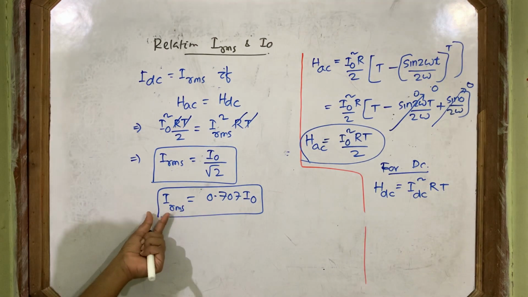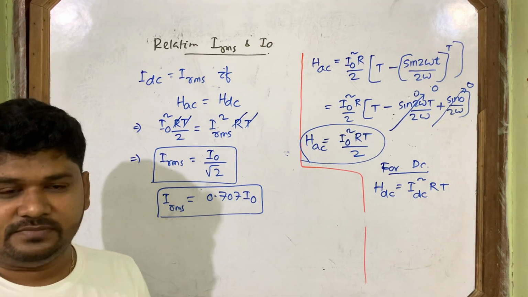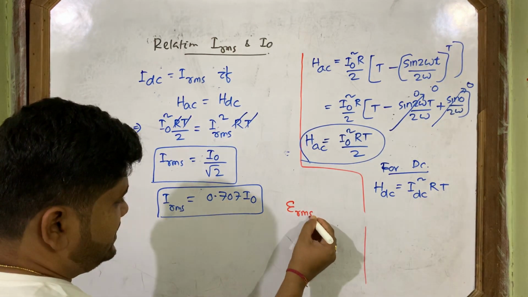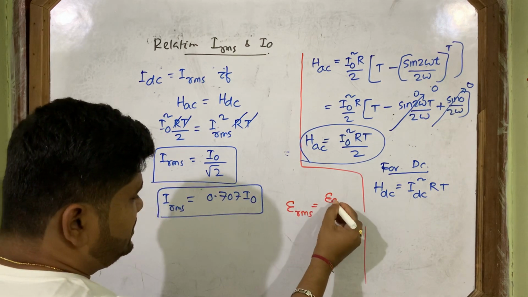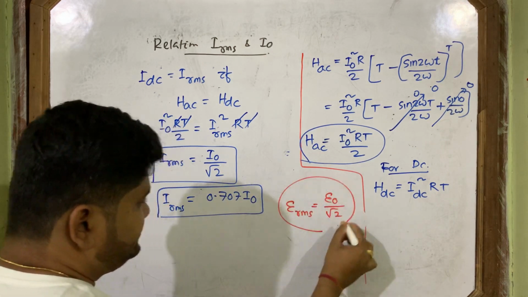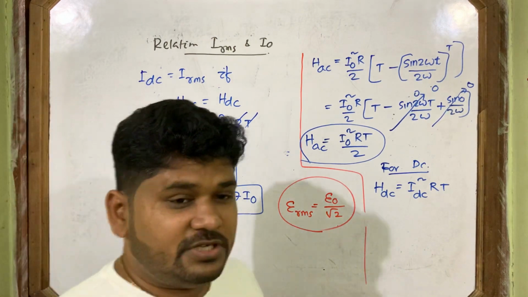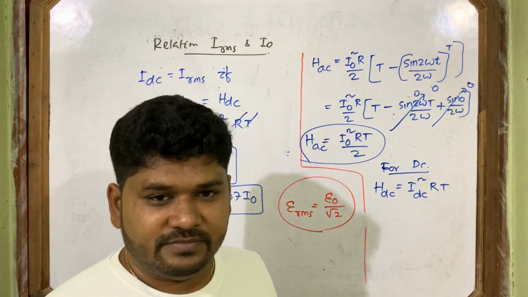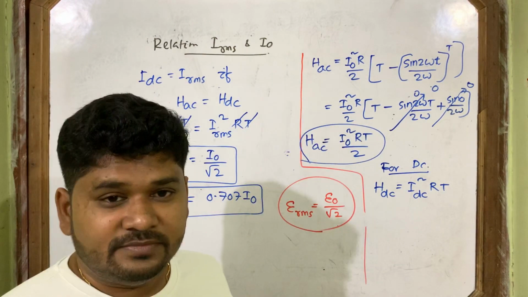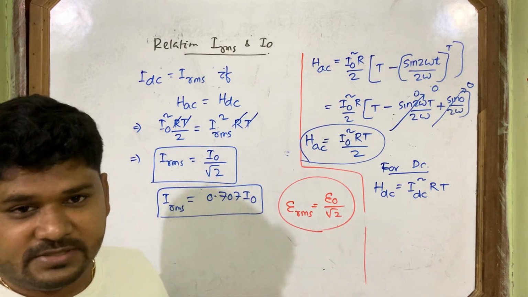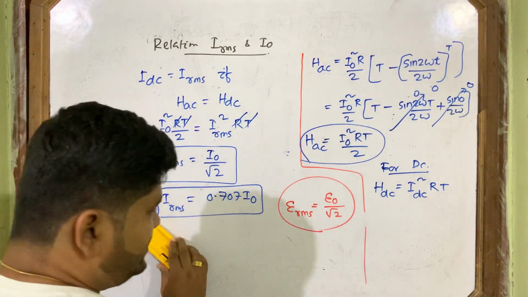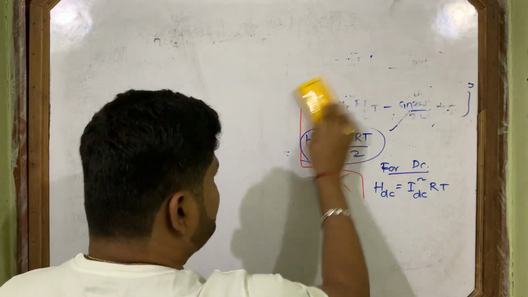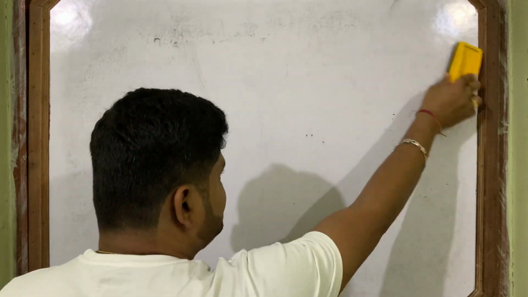Okay. So that is the relation between IRMS and I naught. Similarly, for EMF, for voltage also you can write ERMS is equal to E naught by root 2. Similarly, for EMF you can also do it taking the formula E is equal to E naught sin omega t. So this is the relation between RMS value and peak value of alternating current.